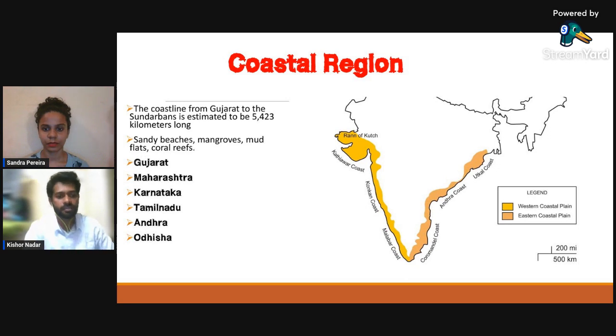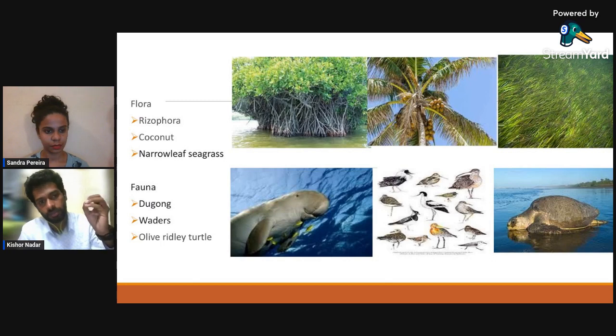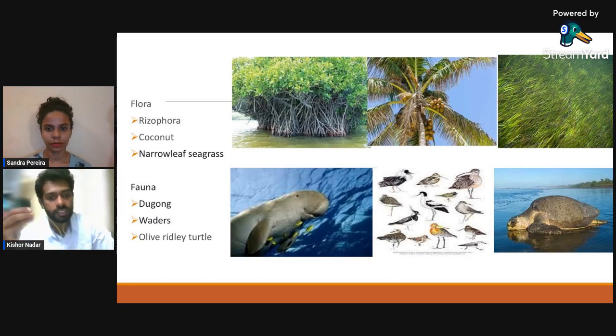Talking about the coastal line, coastal regions start from Gujarat to Odisha, Maharashtra, Karnataka, Tamil Nadu. Here mangrove ecosystems are found the most, you can say the most biodiversity-rich area, and in fauna and flora, biodiversity is found the most here. Coconut trees and sea grasses produce the most oxygen. We say terrestrial plants do, but plants growing in the sea release the most oxygen.